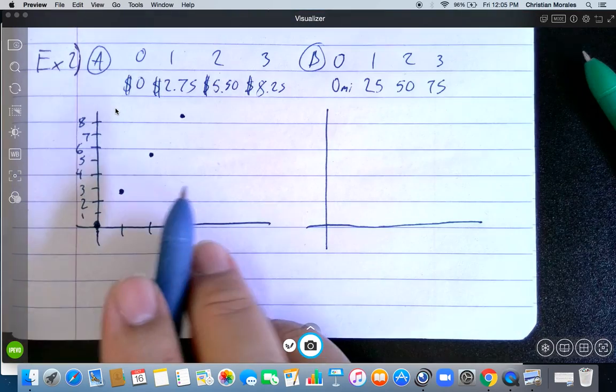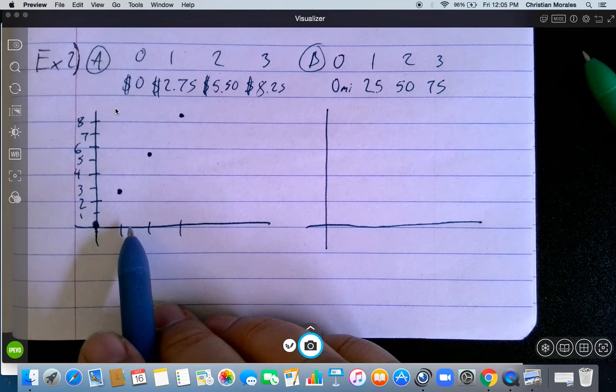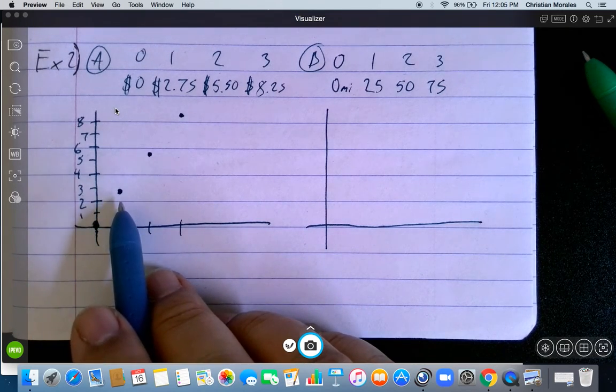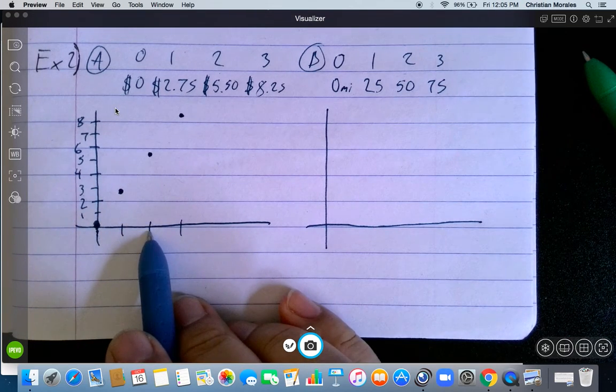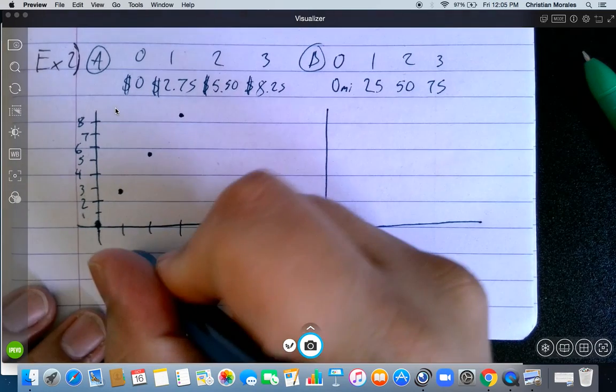Okay, now, I am not going to connect these because I cannot buy 1.5 games. If I'm going to go bowl, they're going to charge me for playing 1 game. And if I'm done with that game, if I say, can I play some more? They're going to charge me for another game. I can't pay for half a game. So guys, this is what we call discrete.